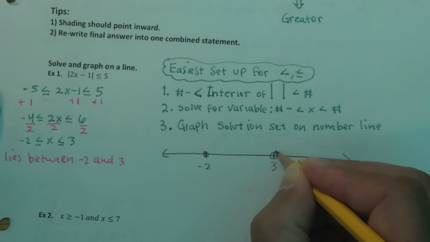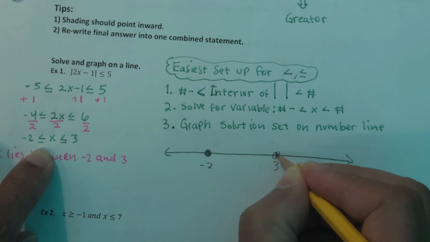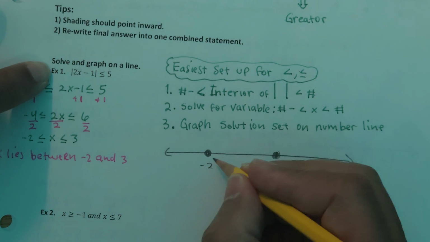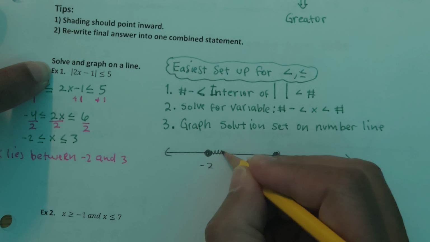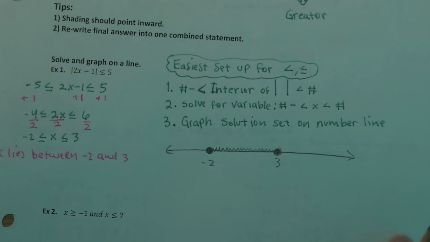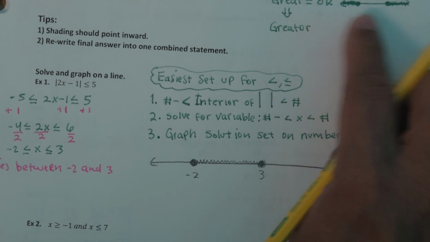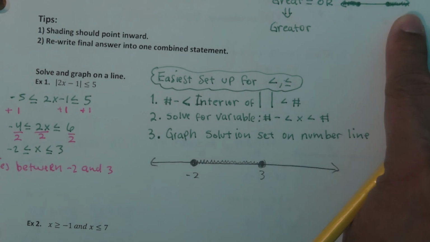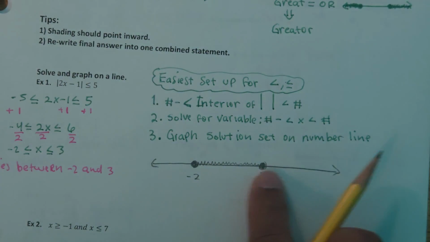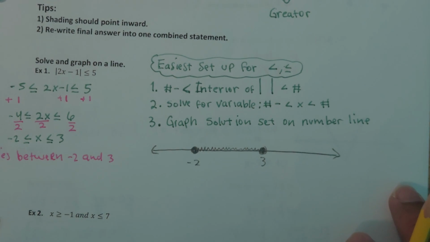Since we have equal to, that means the circles are closed, so those values can be used by this inequality. In between means you connect the two points. So this is what's happening here. This is the difference between less than or equal to and greater than or equal to. Notice they go in opposite directions. Less than or equal to, you connect the two points. I hope that's not too difficult to understand.